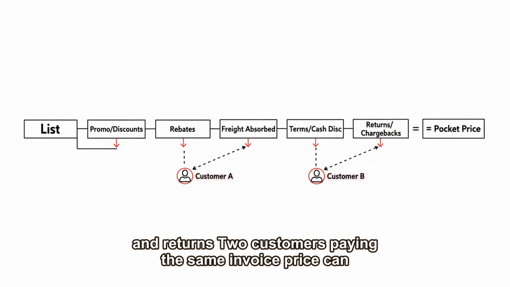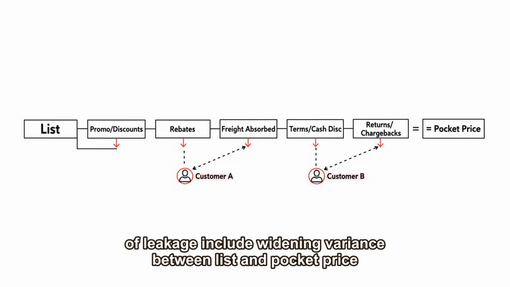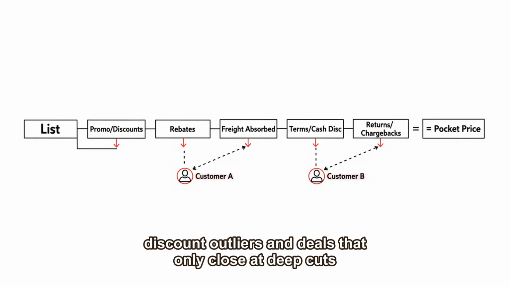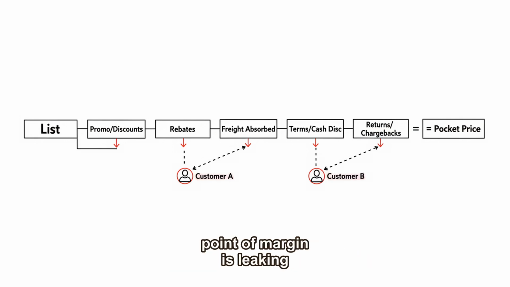2 customers paying the same invoice price can yield different pocket prices due to terms or freight. Signals of leakage include widening variance between list and pocket price, discount outliers, and deals that only close at deep cuts. We'll build a pocket price waterfall to measure where each point of margin is leaking.